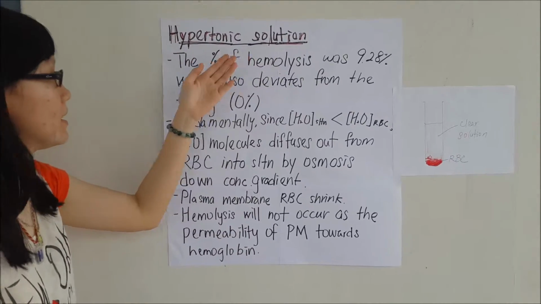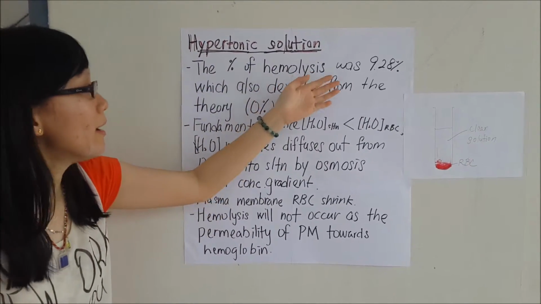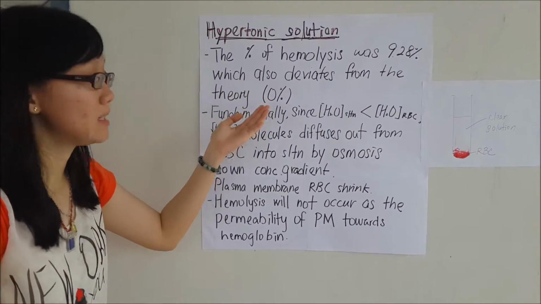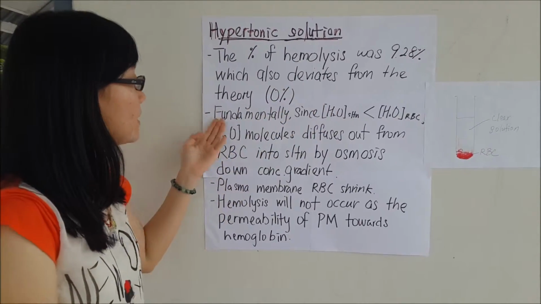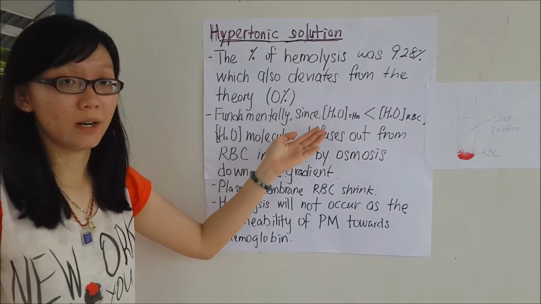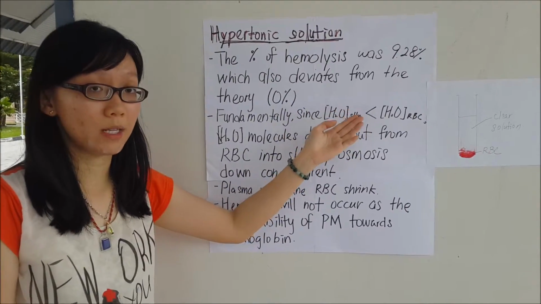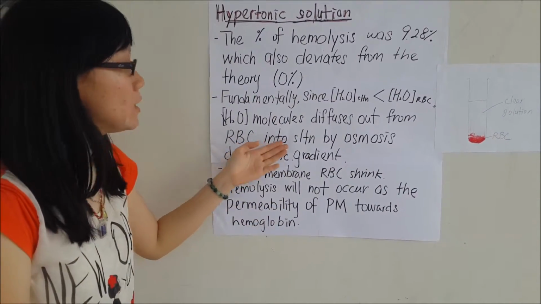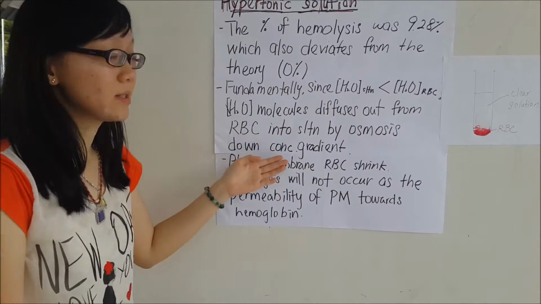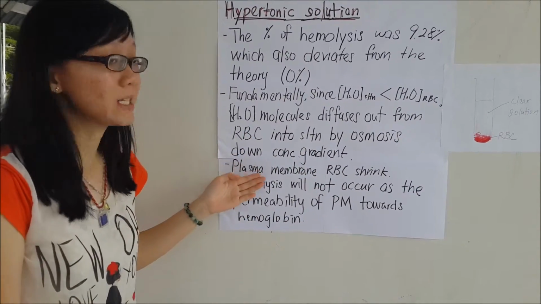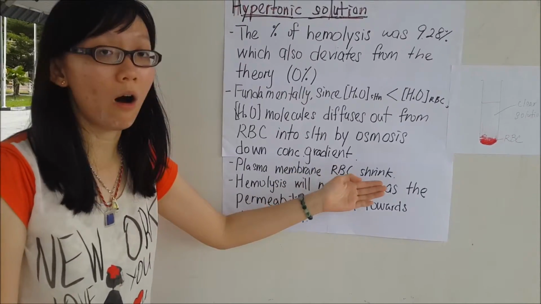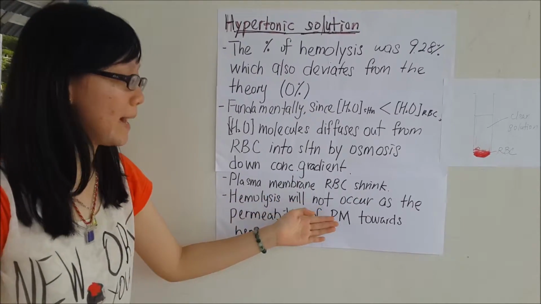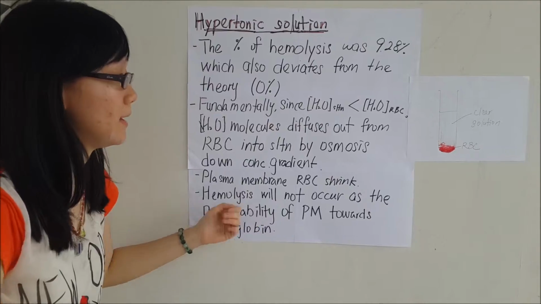For the hypertonic solution, the percentage of hemolysis was 9.28%, which also deviates from the theory that suggested 0% hemolysis. Fundamentally, since the concentration of water molecules in the solution is less than the water molecules in the red blood cells, the water molecules will diffuse out from the red blood cells into the solution by osmosis down the concentration gradient. This will cause the plasma membrane of our red blood cells to shrink or undergo crenation. Hemolysis will not occur as the plasma membrane is not permeable to the hemoglobin.